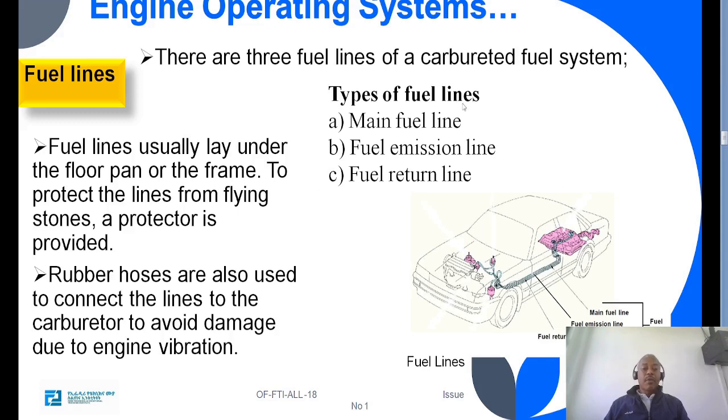The three types of fuel lines are the main fuel line, the fuel emission line, and fuel return line. The main line is shown here, the fuel emission line and the fuel return line. These all are called the fuel line.